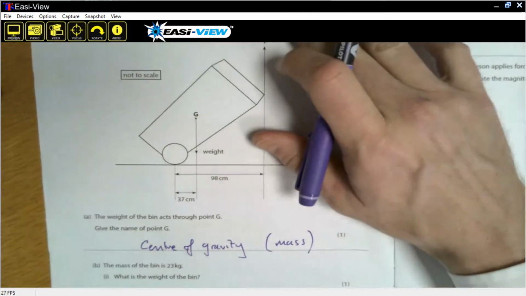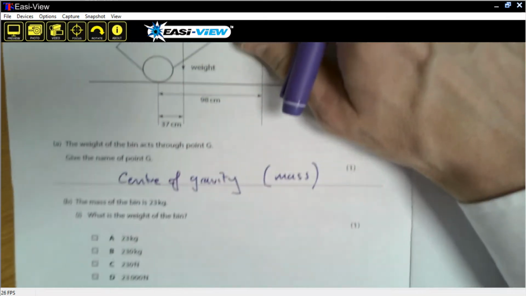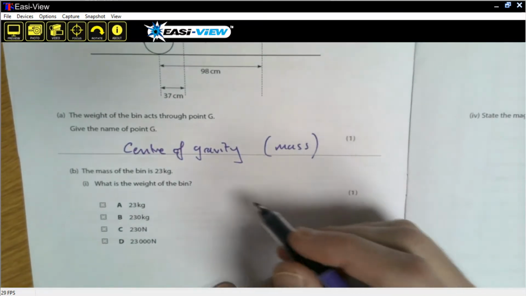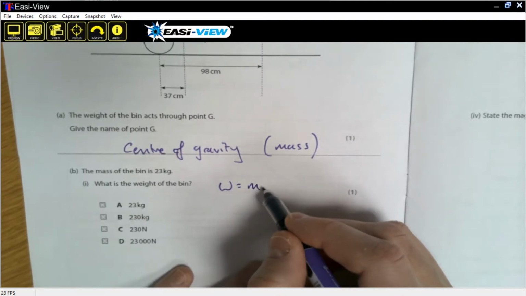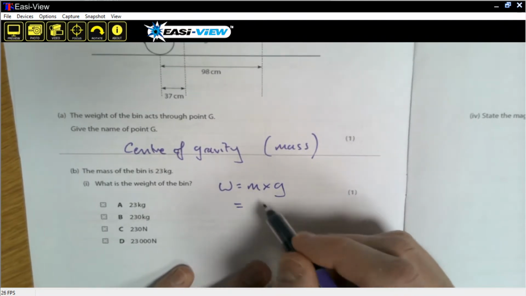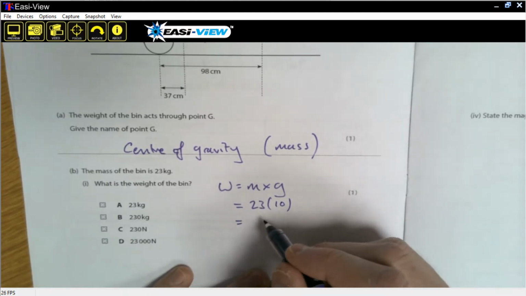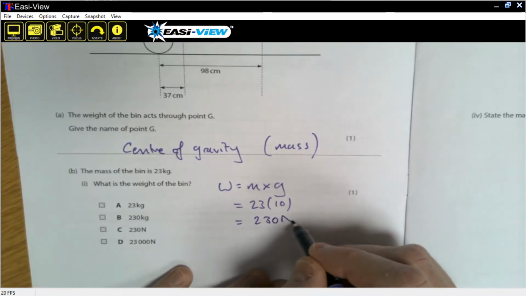Then we are told that the mass of the bin is 23 kilograms. It's a bin, so we're on planet Earth. So what's the weight of the bin? Well, the weight is its mass times g. Remember, the weight is a force. So the mass was 23. g on planet Earth is approximately equal to 10. So we get 230 newtons.